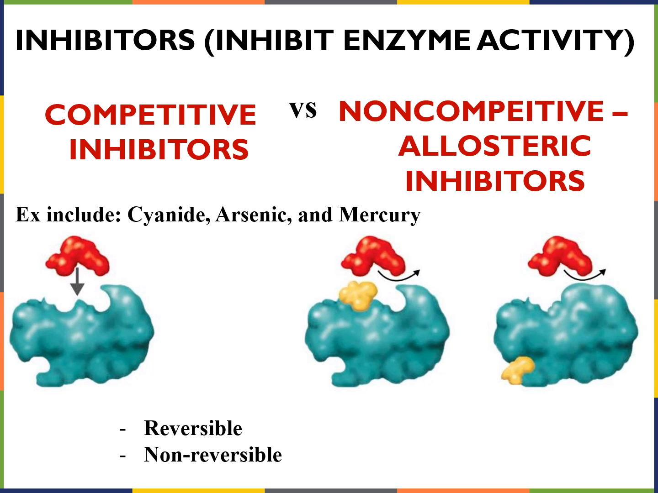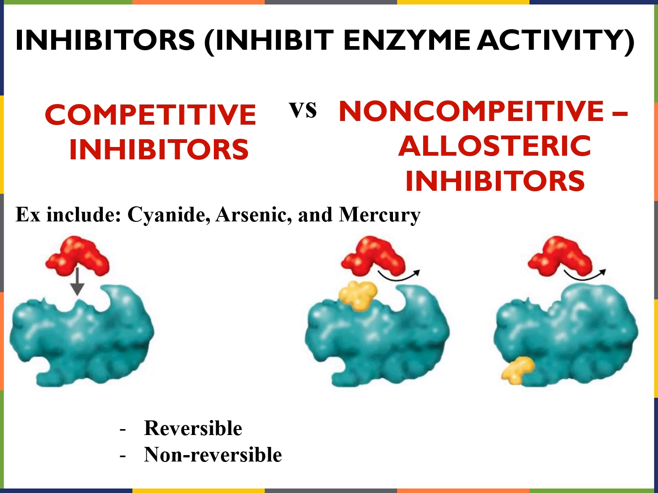Now you see this arrow going back out, meaning that sometimes the substrate can't bind, so it goes back out into the environment. Sometimes this is reversible. If it's reversible, what that means is that at some point in time that yellow molecule will leave, freeing up the active binding site, so then the substrate can come in and bind. However, if this is non-reversible, what that means is that that yellow molecule is there for good. And because it's there for good, that enzyme will no longer function ever again. So basically this enzyme will be useless.